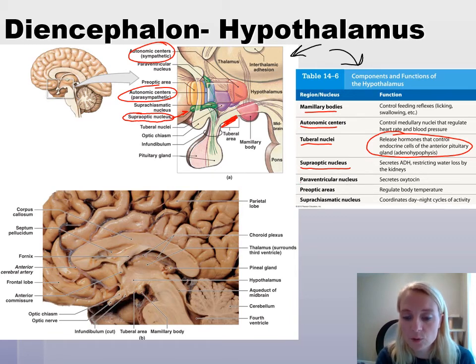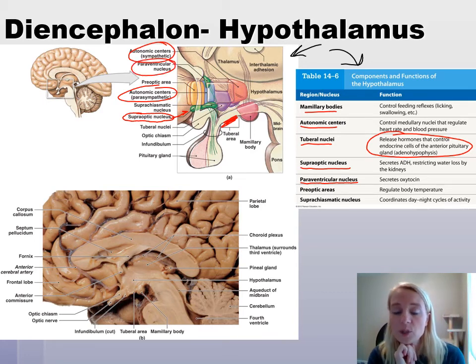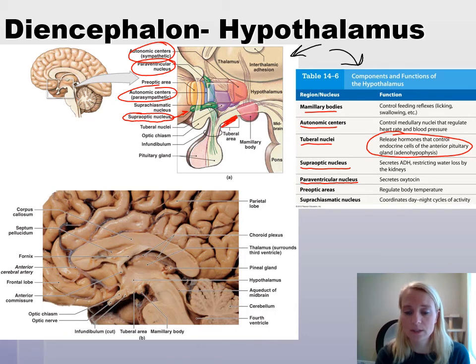All right, the paraventricular nucleus. It's called paraventricular because it's next to the ventricles, and it secretes oxytocin, which is another hormone that has other functions. We're going to see that in chapter 18.